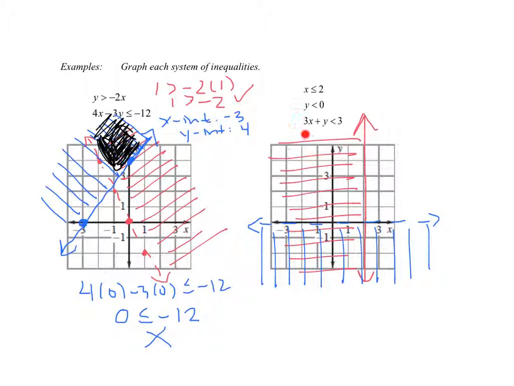So now the final inequality, 3x plus y is less than 3. We'll use intercepts to graph. The x-intercept is 1. The y-intercept is 3. It's another dotted line.